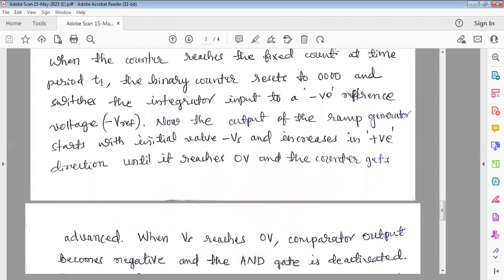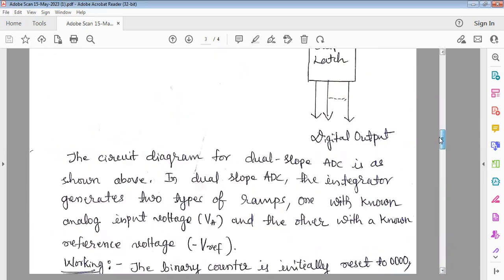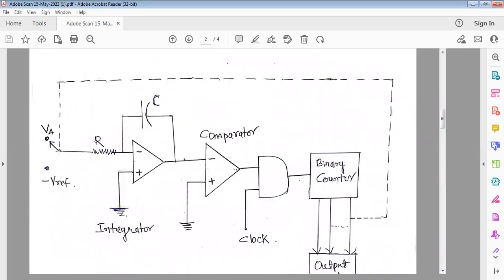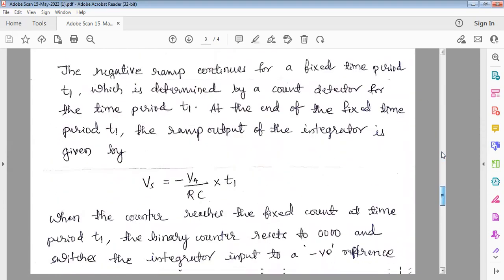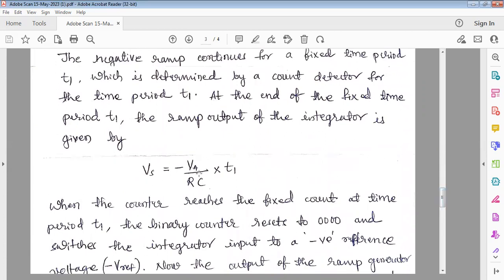When the counter reaches the fixed count at time period T1, the binary counter resets to all zeros and switches the integrator input to a negative reference voltage. And this happens like this. So here, this is the point. Once the ramp increases for a fixed time period T1, at the end of T1 the integrator switches to this negative reference voltage. That voltage is given by minus V upon RC into T1.